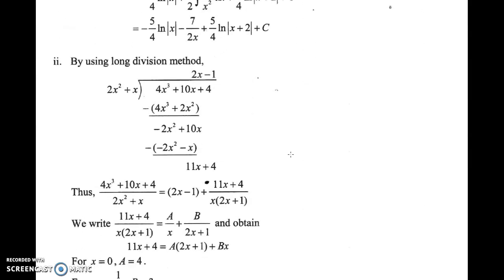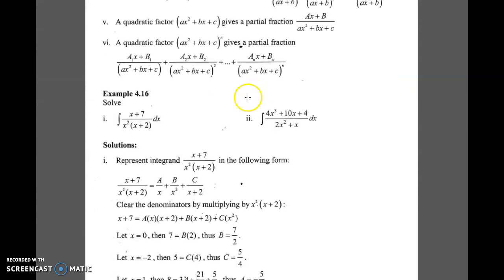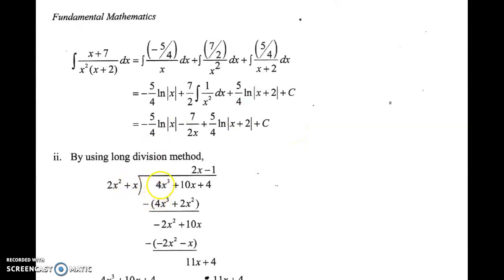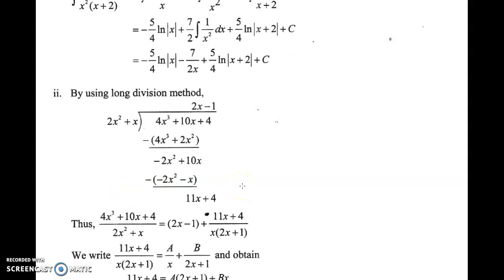Now, I believe that most of you are already familiar with how to conduct the long division method. It is just that maybe you'll need to look up how to do it for polynomial functions. So for our case, it is 4x to the power of 3 plus 10x plus 4 over 2x to the power of 2 plus x. So this over this. Let's see how they do it. We look at it one by one.